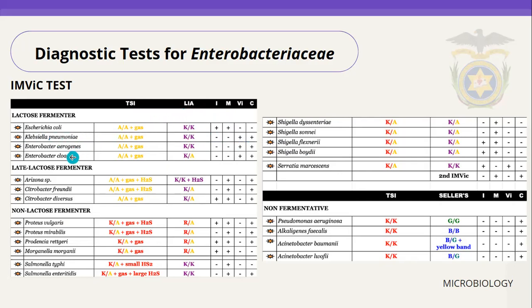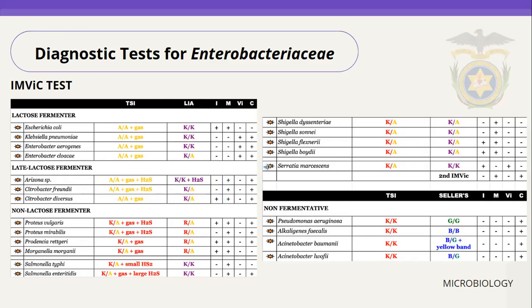Please take note, guys, the common ones here are E. coli, which is positive, positive, negative, negative; Klebsiella pneumoniae, Enterobacter aerogenes, and Enterobacter cloacae, which are negative, negative, positive, positive. Then the late lactose fermenters: Arizona, Citrobacter freundii, and Citrobacter diversus. For Arizona, we have negative, positive, negative, positive.